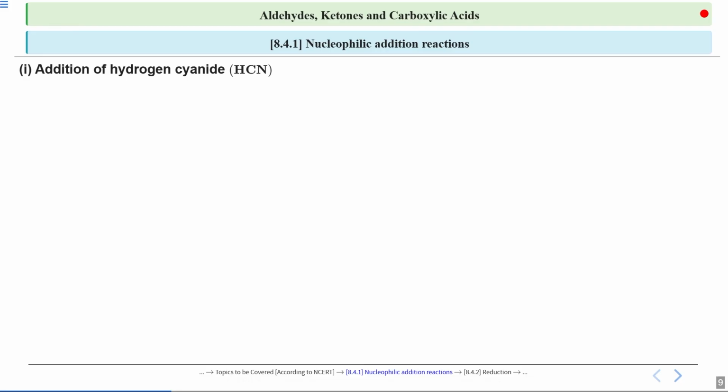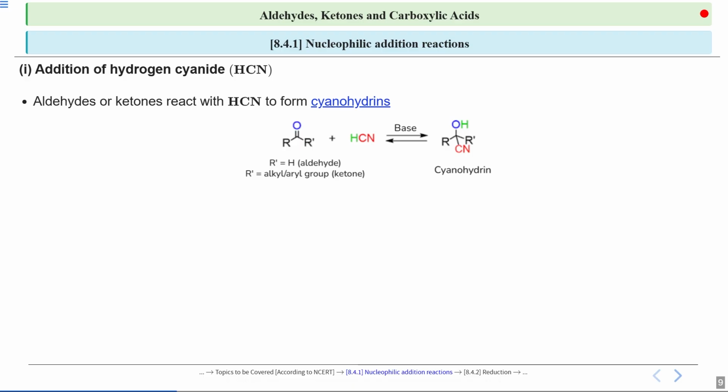First is the addition of hydrogen cyanide. Hydrogen cyanide, or HCN, forms compounds known as cyanohydrins. When aldehydes or ketones react with HCN, they form cyanohydrins. Now, if you look at this particular reaction, you will see there is an aldehyde. If the R dash group is H, we can call it an aldehyde. And where R dash is equal to an alkyl or aryl group, we can call it a ketone.